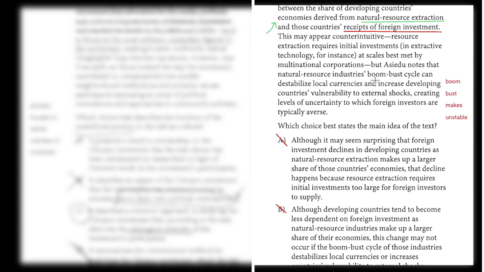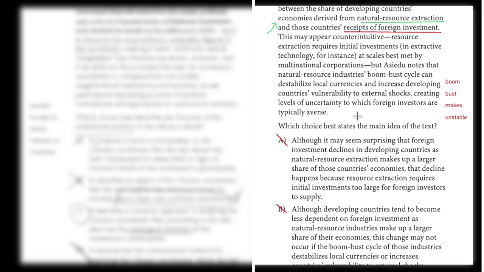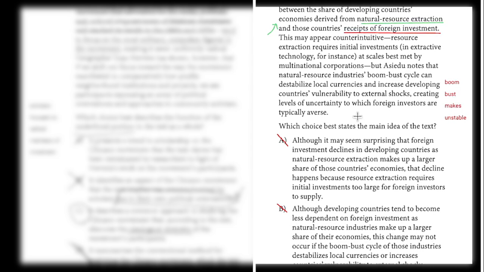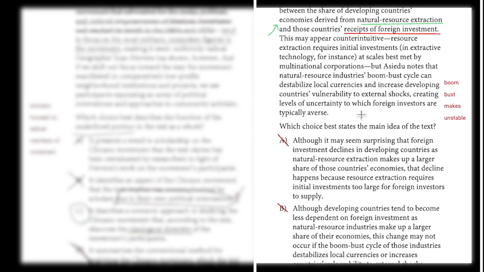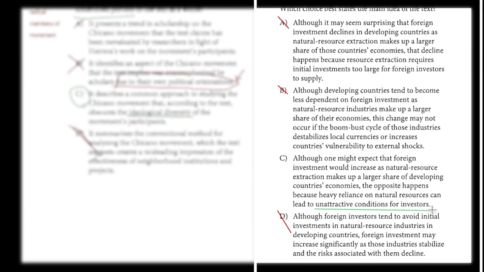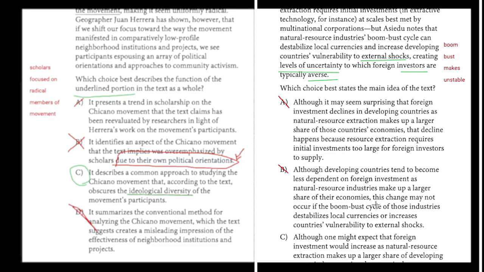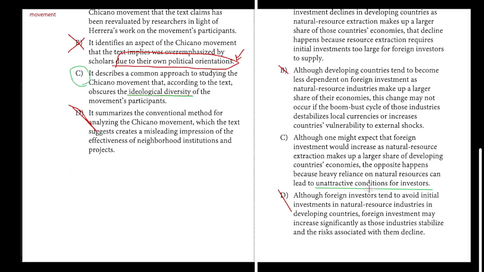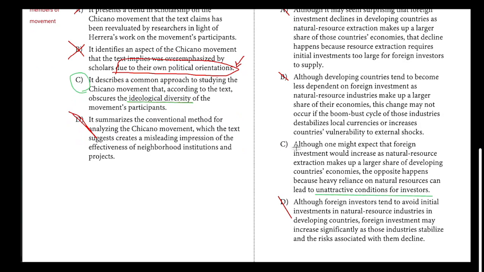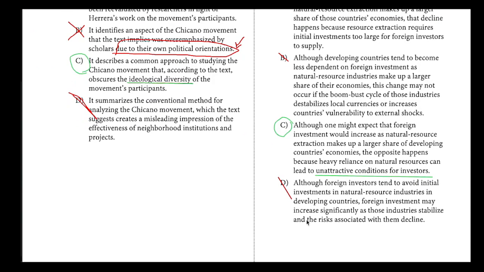The opposite happens because heavy reliance on natural resources can lead to unattractive conditions for investors. Let's see if that is the boom bust. Boom bust cycle can destabilize local currencies and increase developing countries' vulnerability to external shocks, creating levels of uncertainty to which foreign investors are typically averse. Unattractive conditions for investors. It's vague, but it matches. External shocks and levels of uncertainty are unattractive conditions for investors. And I'm going to choose C as my answer. That was a tough one, but there you go.